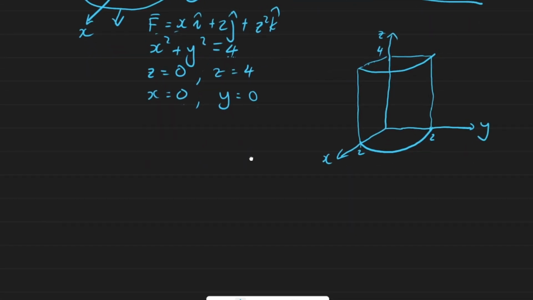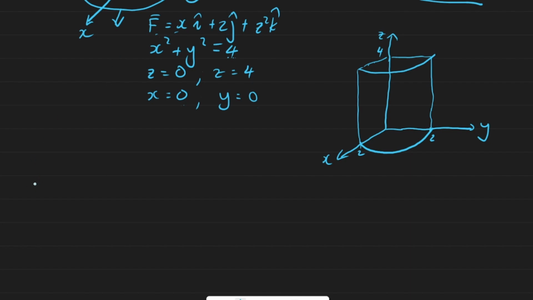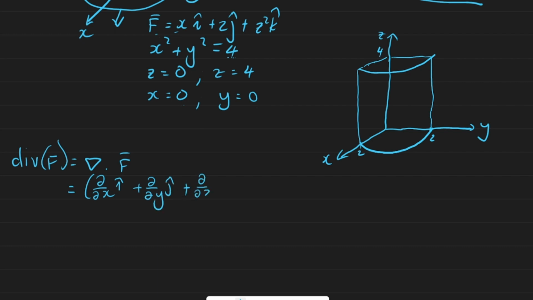So to begin with, we have our vector. So we'll find the divergence of the vector. The divergence of the vector is the operator nabla dotted with the vector itself. So you would write del/del x i plus del/del y j plus del/del z k, and F is given to us. So that's xi plus 2j plus z squared k.